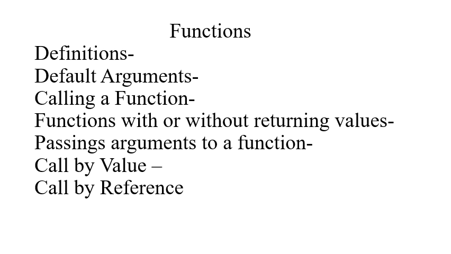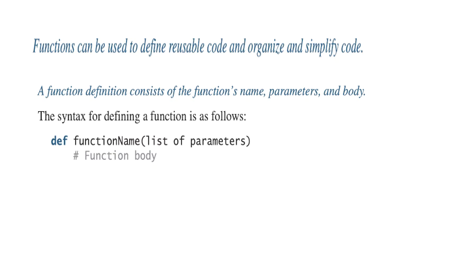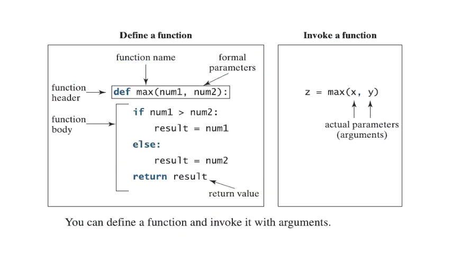Functions. Now we will discuss the definition of functions, default arguments, calling a function, functions with or without returning values, passing arguments to functions, call by value, call by reference. Functions can be used to define reusable code and organize and simplify the code. A function definition consists of the function's name, parameters, and body. The syntax for defining a function is as follows: def, function name, list of parameters, then function body.